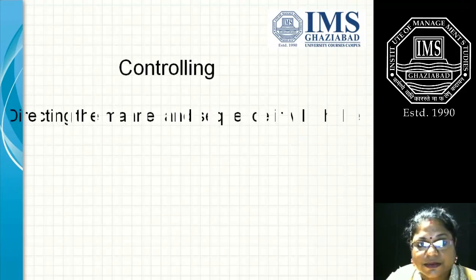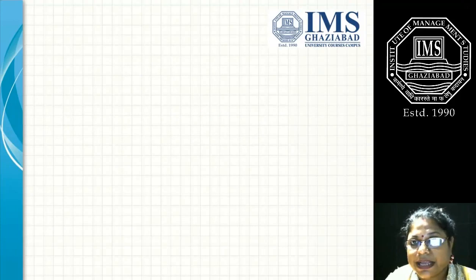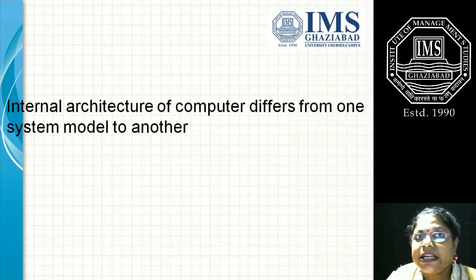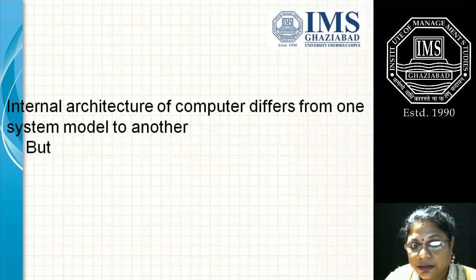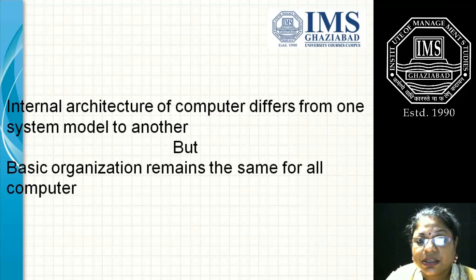Controlling is directing the manner and the sequence in which the previous operations are performed. So we can say that the internal architecture of the computer differs from one system model to another, but the basic organization remains the same for all computers.